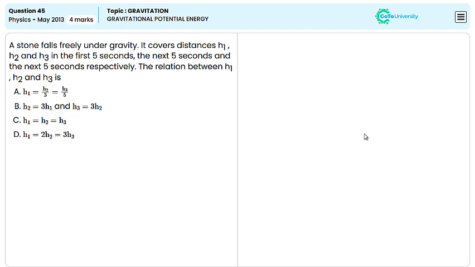See, the distance covered by a freely falling object in consecutive time intervals can be analyzed using the equation of motion under constant acceleration due to gravity. Using the formula for the distance covered by a freely falling object, h is equal to half g t square, we calculate the distances for the first 5 seconds h1, the next 5 seconds h2 and the following 5 seconds h3.